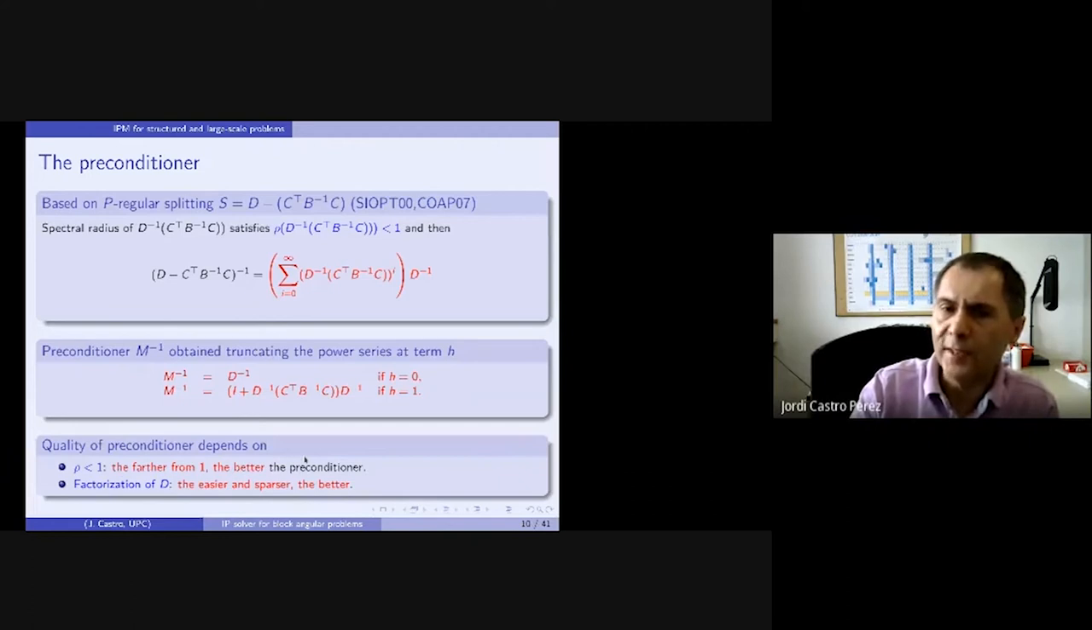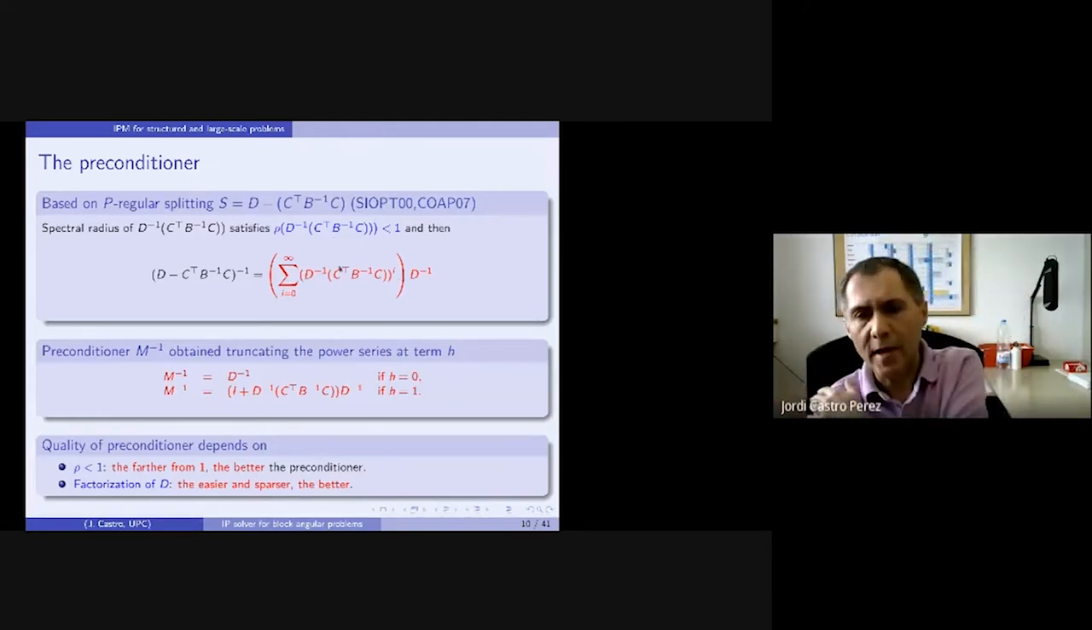Again, without entering into details, it is proved in these two papers that there is an analytical expression for the inverse of the matrix to be solved with the conjugate gradient, given by that. That's an infinite series. This is a convergent series because the spectral radius in this part is less than or equal to one. That's something that can be proved. This term goes to zero as i increases, because the spectral radius of this matrix is less than or equal to one, okay?